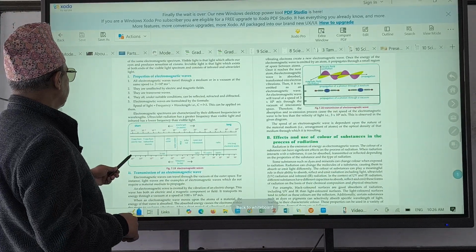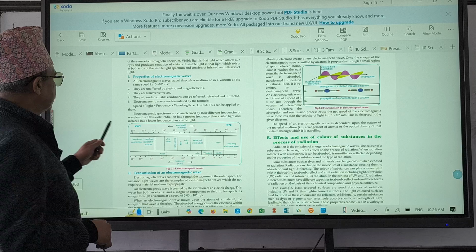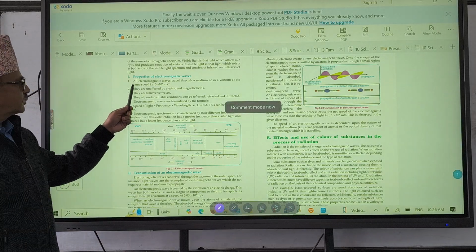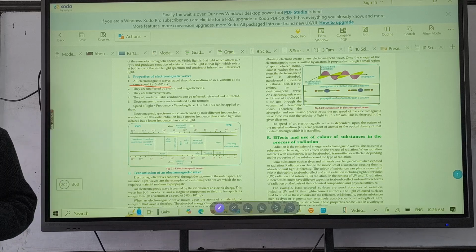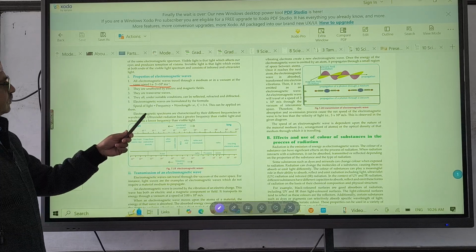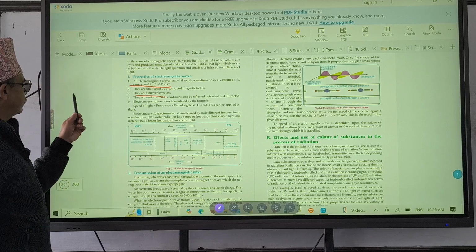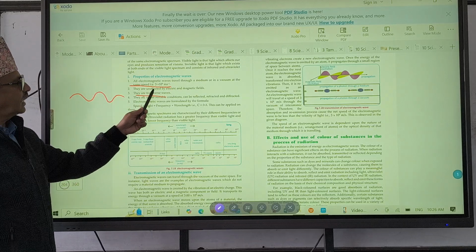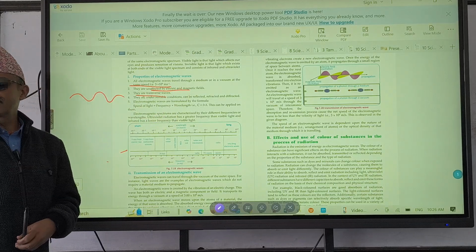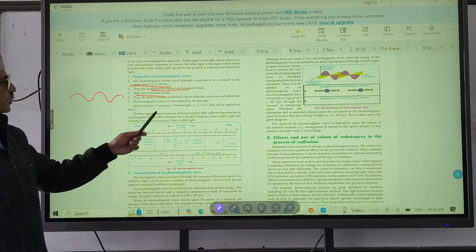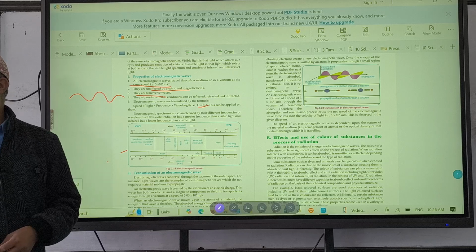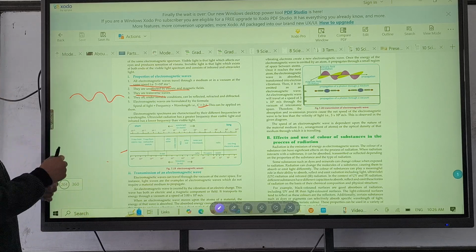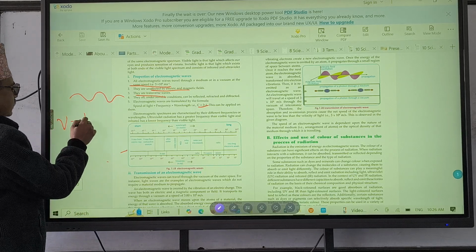So, properties of electromagnetic waves. What are the properties of electromagnetic waves? Their speed is the same in vacuum. What is that? 3 times 10 to the power 8 meters per second. They are transverse waves. They are not affected by electric and magnetic fields, and their speed can be calculated by the formula c equals lambda times f, or v equals lambda f.